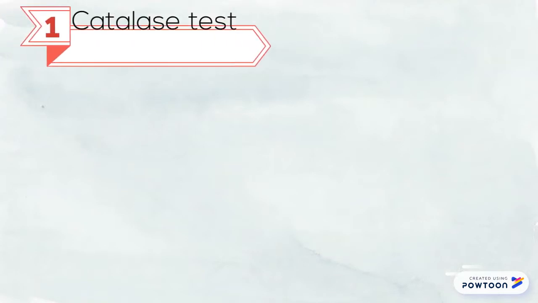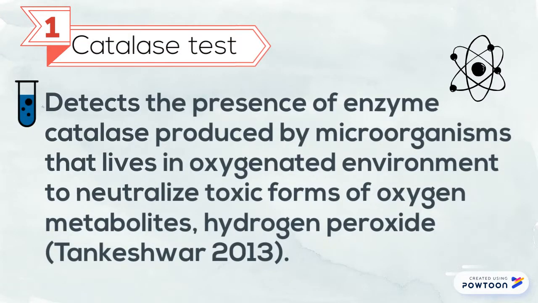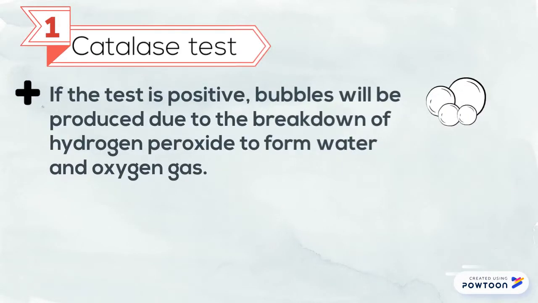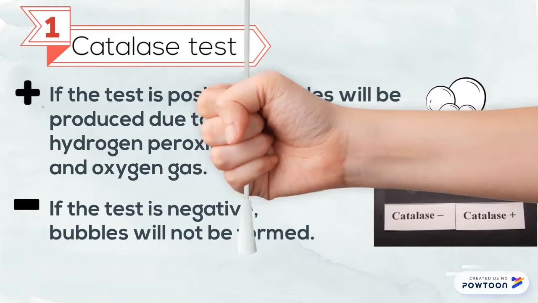Catalase test. The catalase test detects the presence of the enzyme catalase, produced by microorganisms that live in oxygenated environments to neutralize toxic forms of oxygen metabolites, such as hydrogen peroxide. If the test is positive, bubbles will be produced due to the breakdown of hydrogen peroxide to form water and oxygen gas. If the test is negative, bubbles will not be formed.